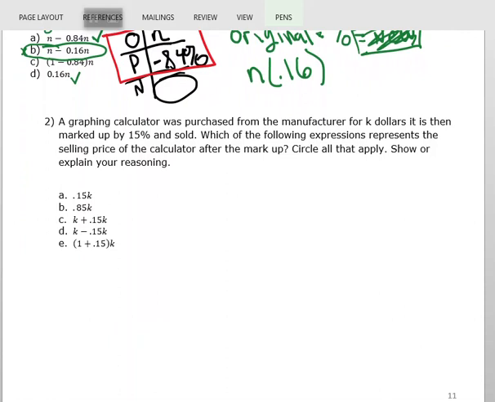A graphing calculator was purchased from the manufacturer for K dollars. It is then marked up by 15% and sold. Which of the following expressions represents the selling price of the calculator after the markup? And here's my tricky circle all that apply, show or explain your reasoning.